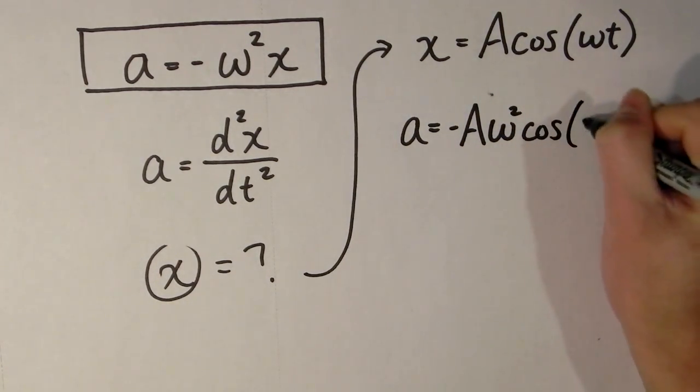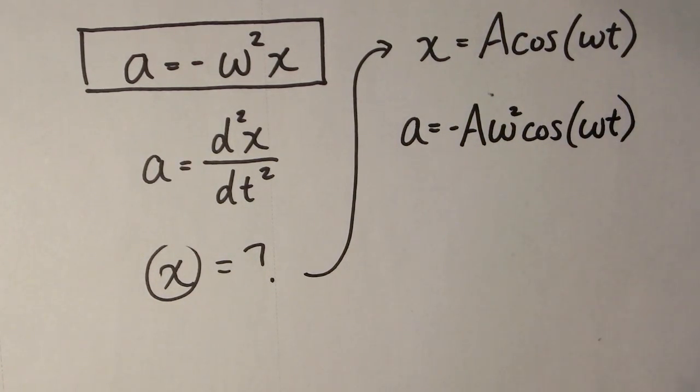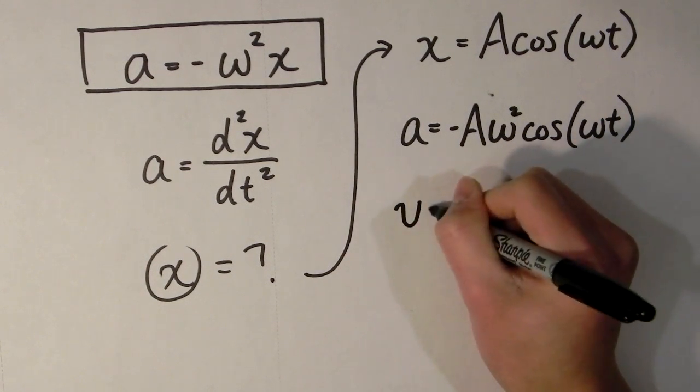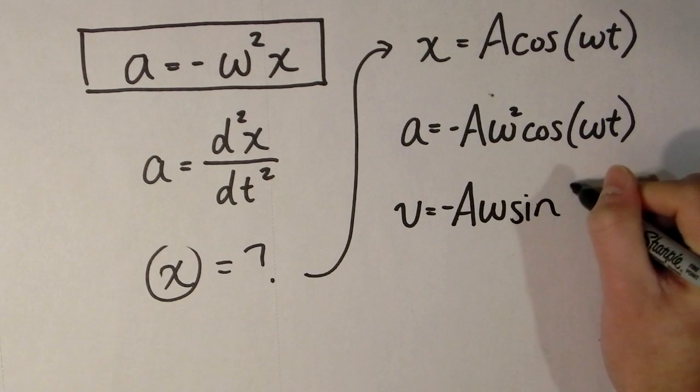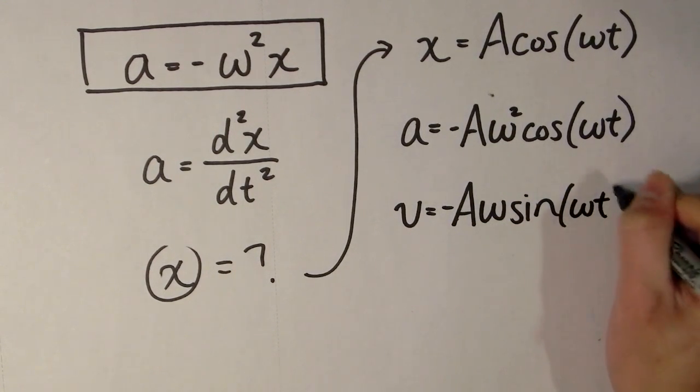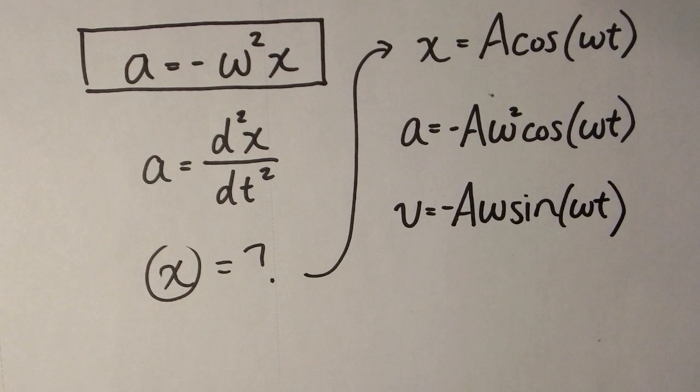a cosine omega t, where a is the amplitude, cosine is cosine, omega is the angular frequency, and t is time, measured in whatever units. So from that, if we take the second derivative, we know that a is negative a omega squared cosine omega t, and v equals negative a omega sine omega t. And that's how we get these formulas.